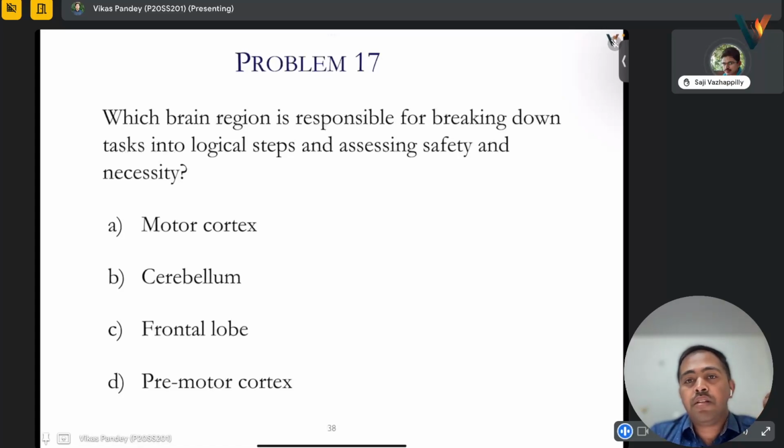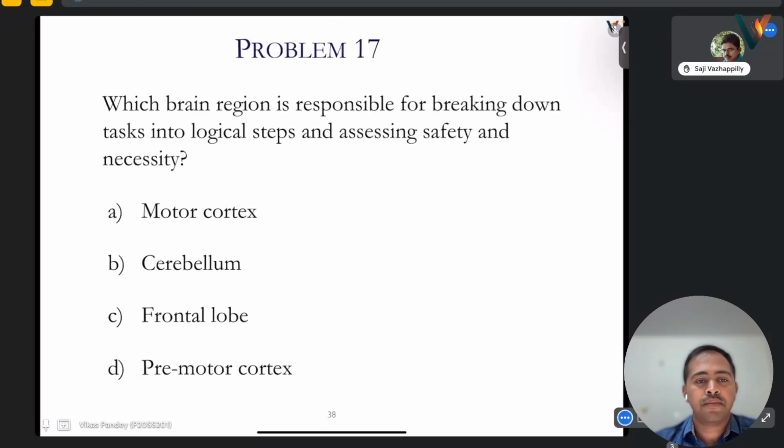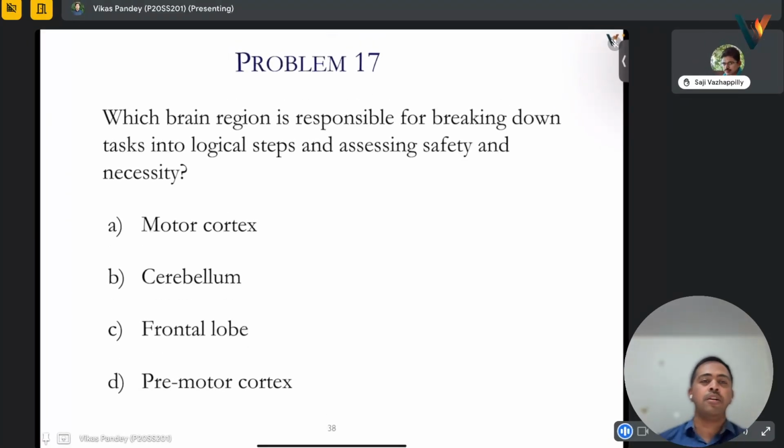Which brain region is responsible for breaking down tasks into logical steps and assessing safety and necessity? Motor cortex, cerebrum, frontal lobe, or premotor cortex? That must be the premotor cortex. Sure.